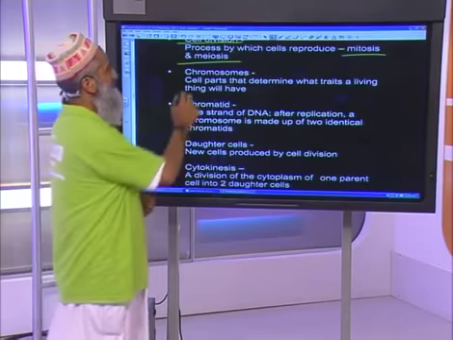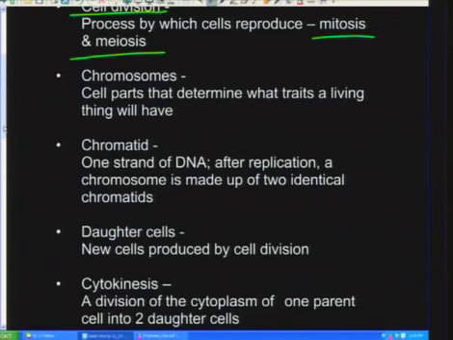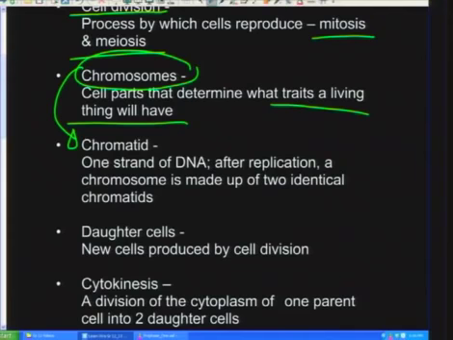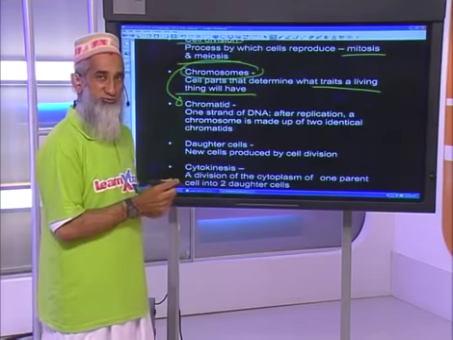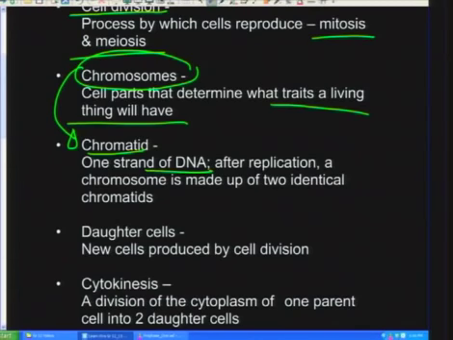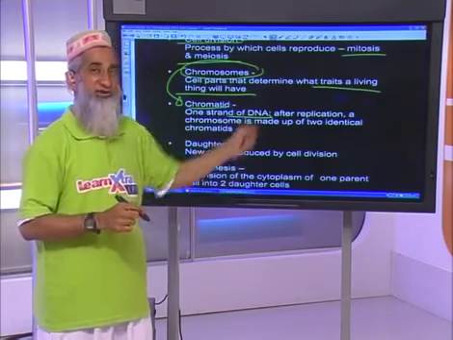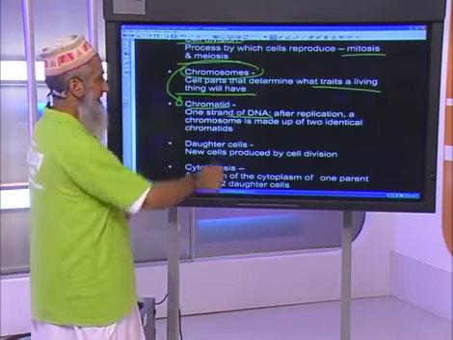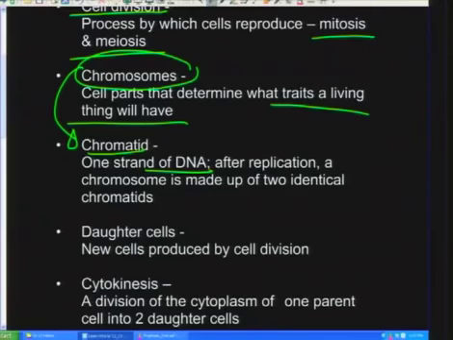Chromosomes are cell parts, and we learned about chromosomes when we started with DNA, that determine what traits a living thing will have. In other words, what we said earlier, chromosomes are made up of two chromatids. Chromatids are a strand, one strand of the set of chromosomes. And we also went further to say that a chromatid is made up of DNA. So a chromosome is made up of two chromatids. The chromatids are made up of long strands of DNA. We spoke about this before. Obviously, after replication, a chromosome is made up of two identical chromatids.